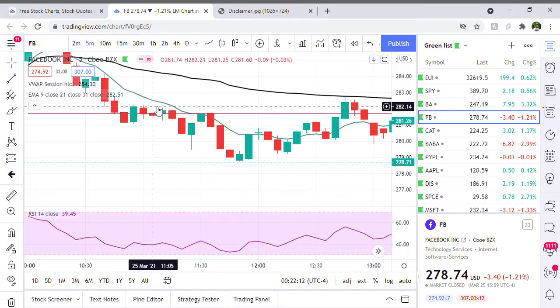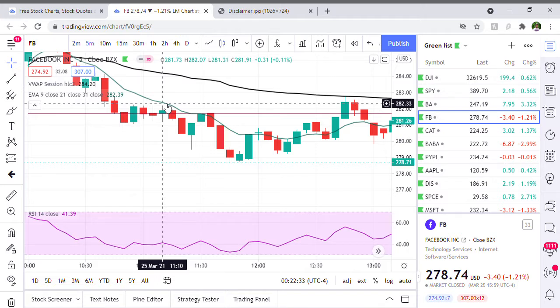See, the stock did not rise. The stock is remaining around $282, and the 9 EMA on the 5 minute chart came downward. This is the best setup, I would say. This is the best thing. You can make sure you are ready for a scalp.